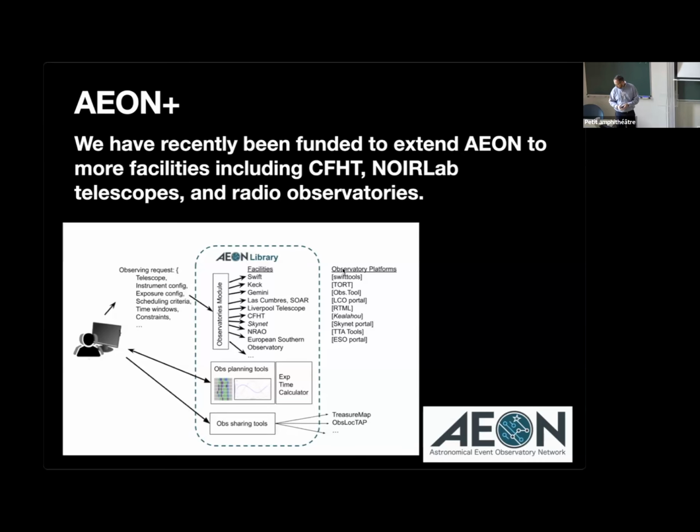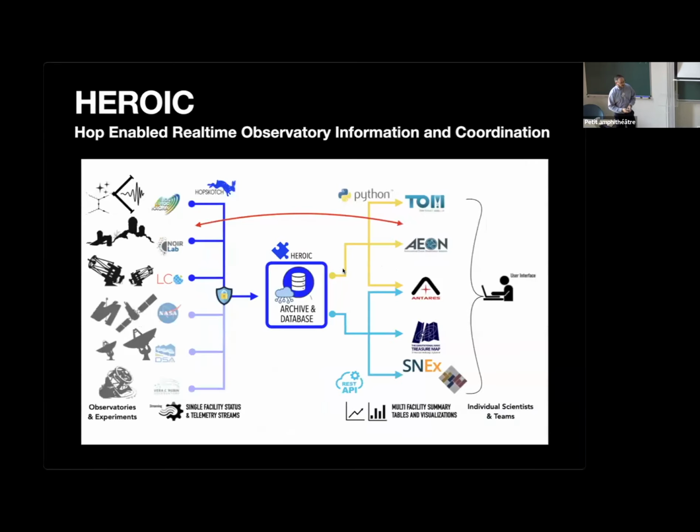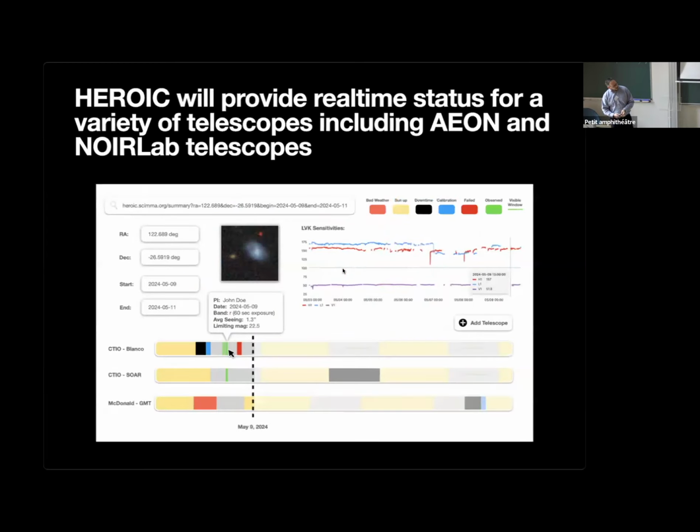And so the other project that we're just getting started and off the ground, and we just got funding as well from the NSF, is something we've nicknamed HEROIC, which is of course a terrible backronym that says HOP and SCiMMA enabled real-time observatory information and coordination. And so this is a system, again, that we're just beginning to build. And the idea is just like AEON Plus is bringing together these different APIs, we're going to be providing an intermediate layer that is going to then be a place that people can go see the status of observatories. This can include instrument outages, weather, and a variety of different things.